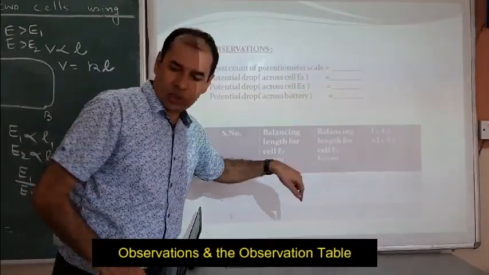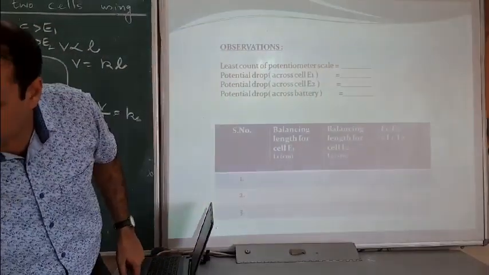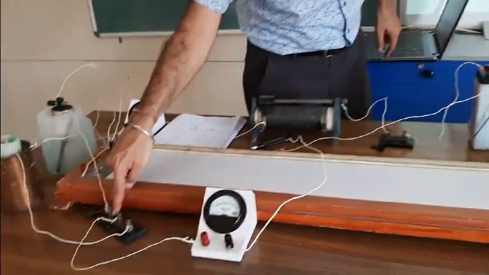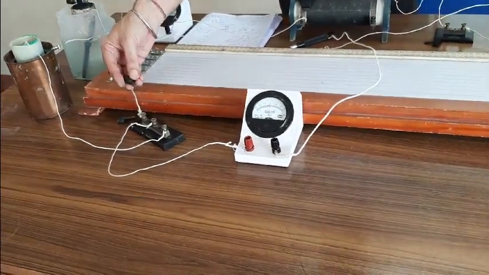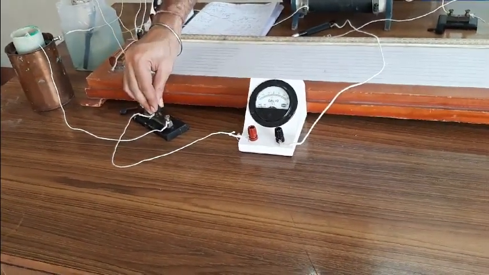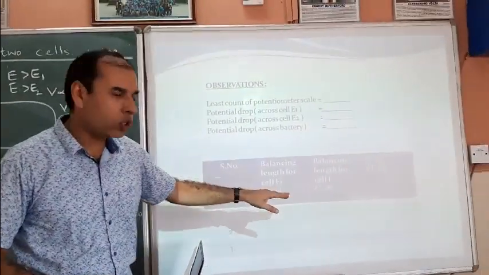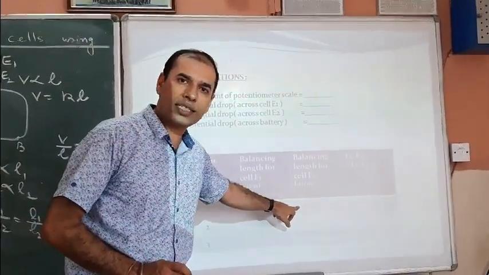Then you have to remove the key from one side of the two-way key, and after removing the key from the E1 side, put it to the E2 side. Find again the balancing length. This time the balancing length will be for the Daniell cell, so we will call it L2. We put L2 over here to 1 decimal place.